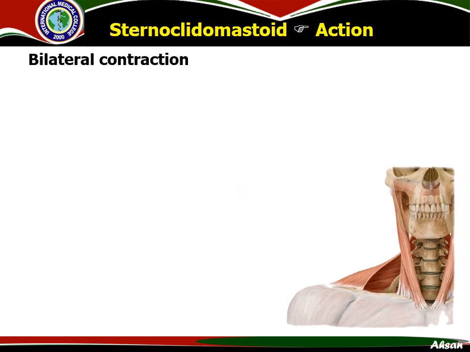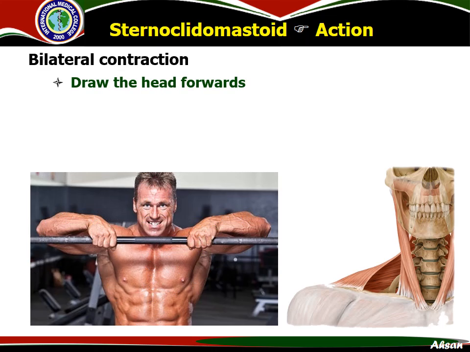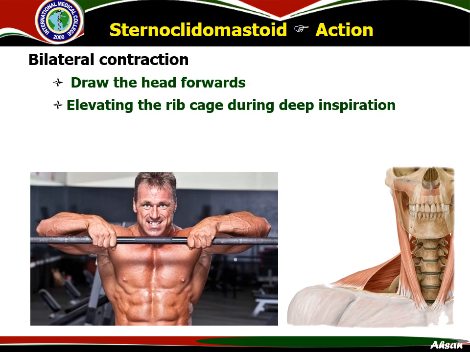When the muscle contracts bilaterally, meaning both muscles contract together, it draws the head forward. This is observed when a weightlifter lifts the weight. We can see it also in a person suffering from acute respiratory problem, who elevates the thoracic cage, upper ribs, during deep breathing, deep inspiration.